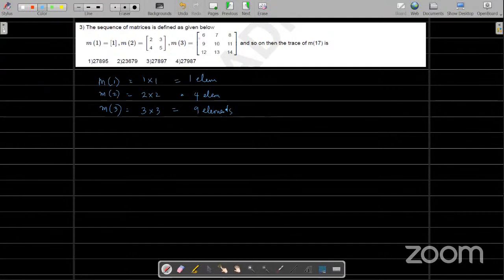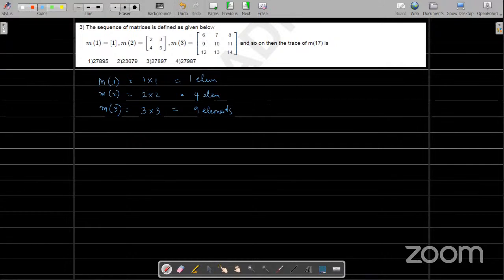Now, what is the trace of M of 17? So there are two parts to this. One is to find the matrix, the other is to calculate the trace of the matrix. So we'll come to the trace second. First, let us see what the matrix is.